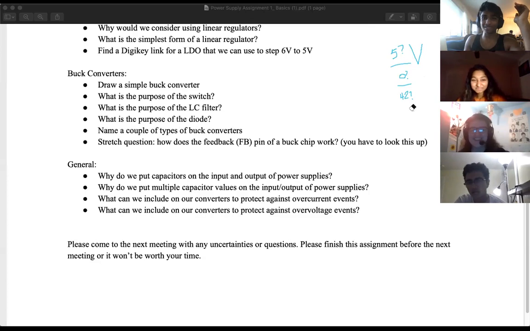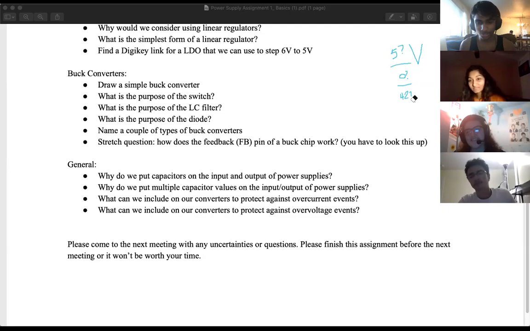So let's think more generally. I could use this buck chip to take 12 volts and step it down to 5 volts, but I could also take 12 volts and make it 3 volts, or 7 volts. Yep, so we can use the same chip to achieve different voltages.